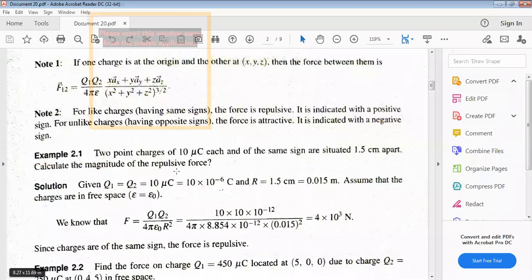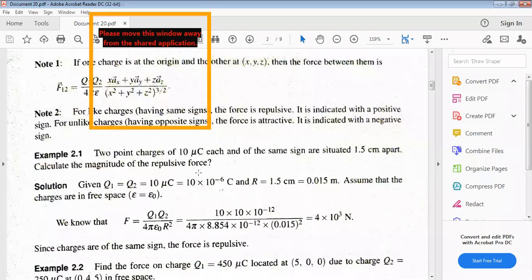So according to the problem statement, two point charges Q1 and Q2 equal to 10 microcoulombs, that is 10 into 10 power minus 6 coulomb. Already you know micro means 10 power minus 6. How are they separated? At a distance of 1.5 centimeters.